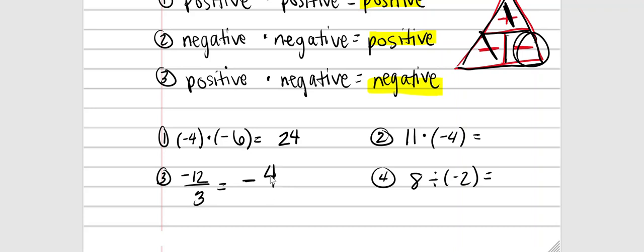Pause the video and try the 2 on the right. Okay, on number 2, 11 times 4 is 44. A positive number times a negative number leaves me with a negative answer. And then on the last one, I know 8 divided by 2 is 4. So let's find out the sign. Positive 8 divided by negative 2. The remaining sign, I have a negative 4.